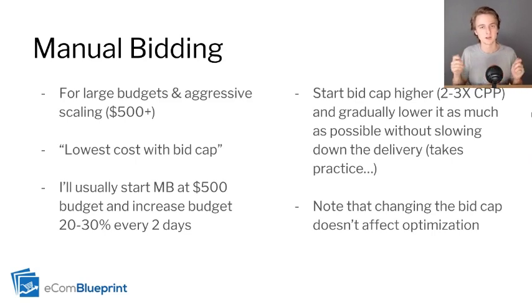And like I said, it's really not that necessary with a $200 daily budget. I would recommend at least having a $500 daily budget to use manual bidding.